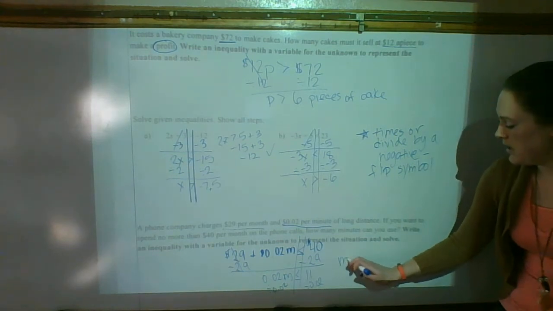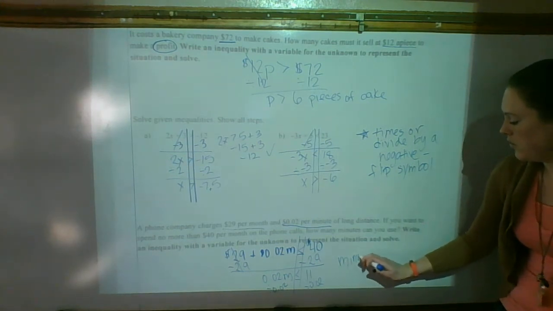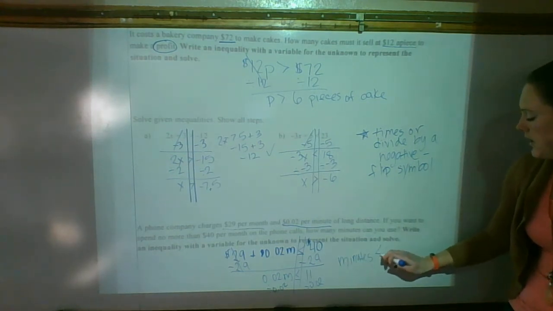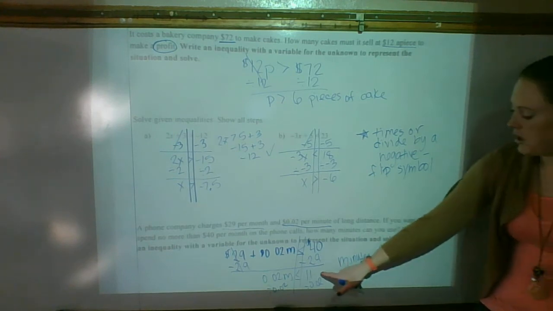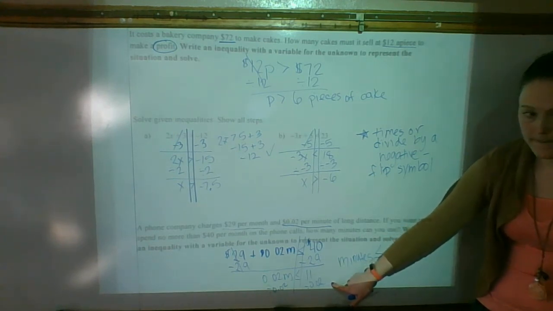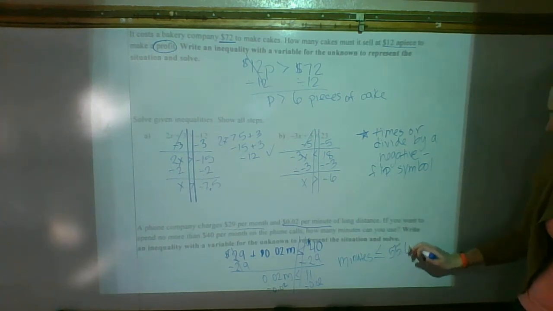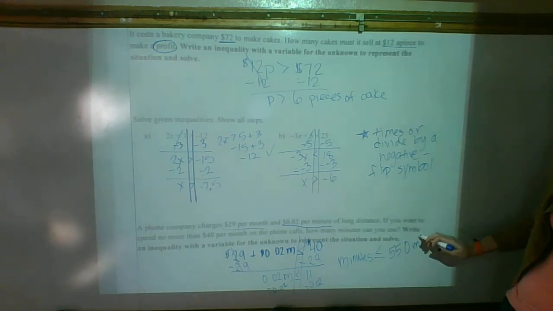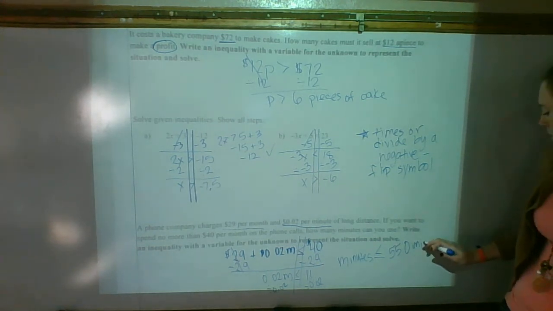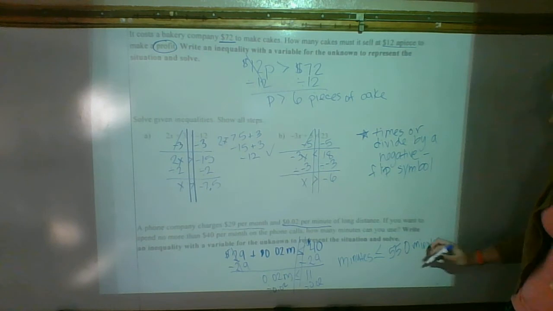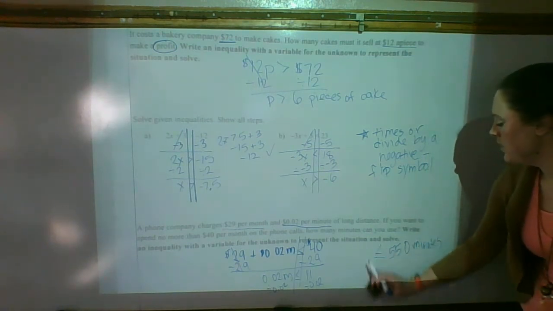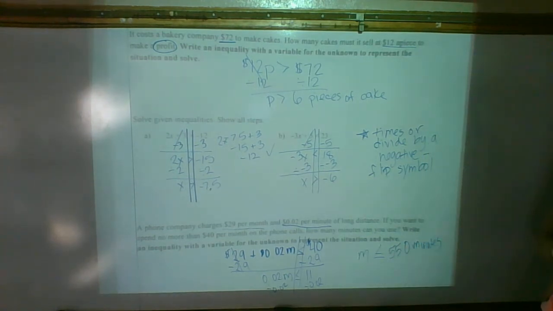So my answer is m for minutes, go ahead and write that out, is less than or equal to 11 divided by 0.02, which is 550 minutes. Just leave that over here. So my m is less than or equal to 550 minutes.